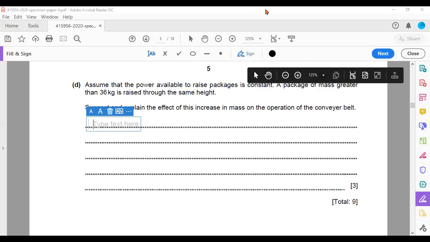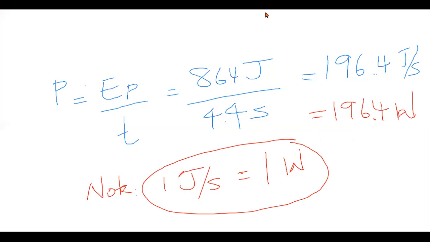So we go back to the board here. All right, so let's see. Since they said that the power is the same, what we learned so far is that your mass is in your potential energy. Good. So if your mass increases, your potential energy is going to increase.